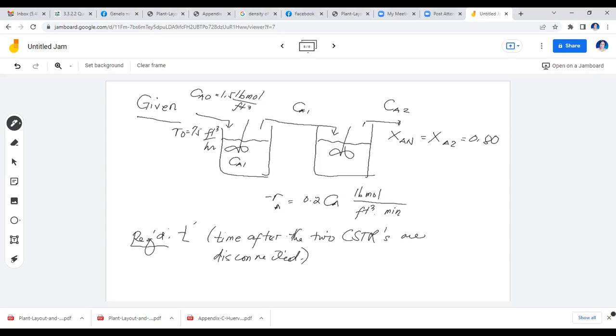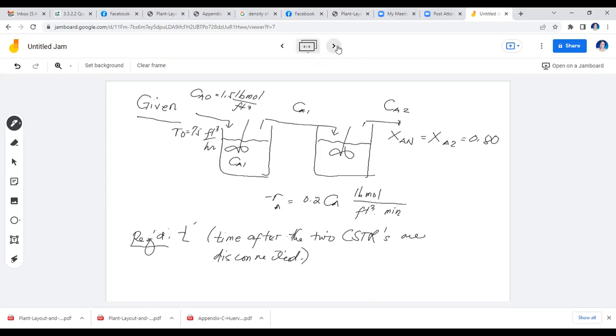So the question is, since the time the operation stopped, how long will the two CSTRs, disconnected, process further what they have inside so that the average concentration in the two tanks would be equal to the concentration of the last CSTR if it were still operating continuously, connected? So that time is T prime. And that's the time that we're going to determine.